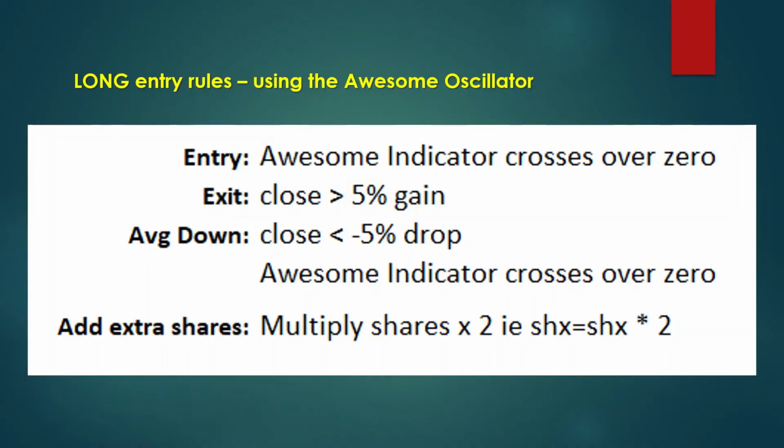Here are the trading rules for the Awesome Oscillator. Entry is made when the Awesome Oscillator crosses over the zero line. Exit when the price gains at least 5%. We average down when the share price drops by at least 5% and the Awesome Oscillator crosses over the zero line again. Note, the Awesome Oscillator is standard in most charting software and trading platforms.